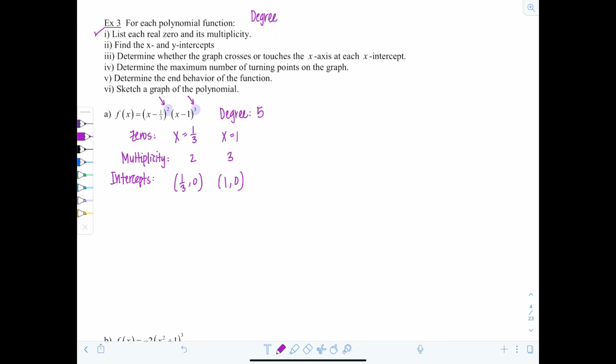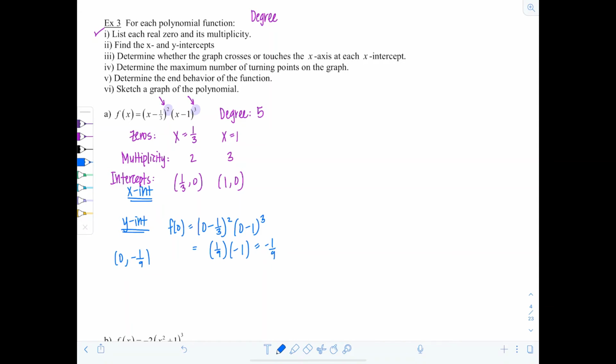What about the y-intercept? That's going to be a little bit more work. So this is the x-intercepts. For the y-intercept, I have to substitute in 0 for x. So f of 0 is (0 minus 1/3) squared times (0 minus 1) cubed. 0 minus 1/3 squared, that's negative 1/3 squared, so that's positive 1/9, times negative 1, so negative 1/9. So the y-intercept is at (0, negative 1/9).